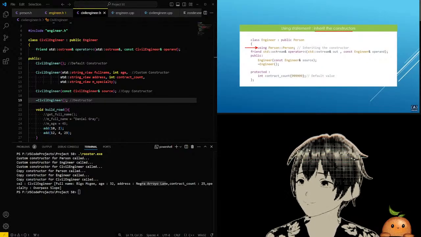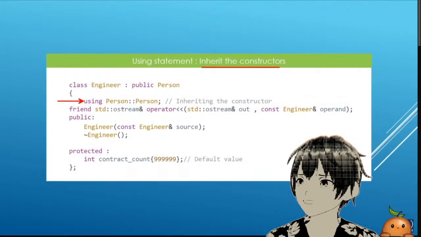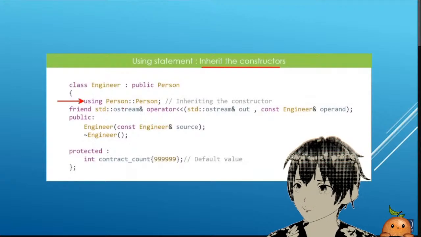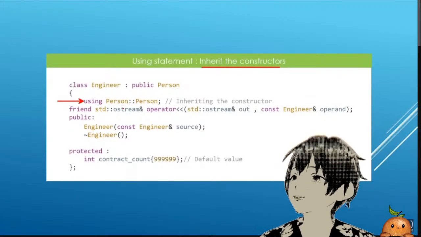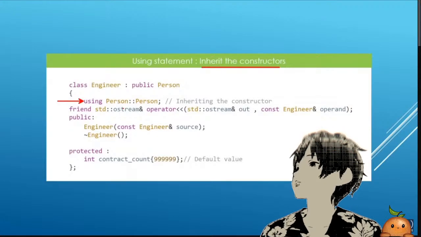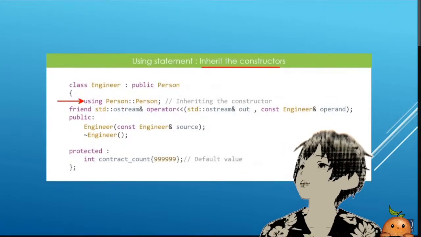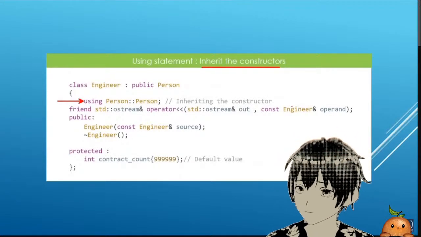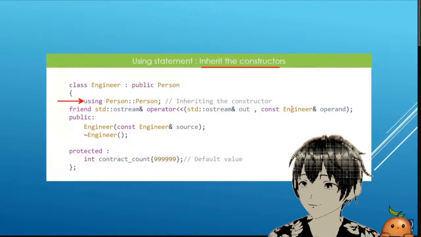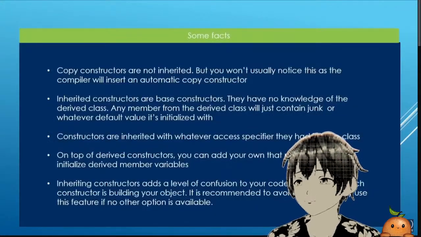The public scope is going to be inherited with public access, so we will be able to use it from the outside and build engineer objects. If it was in a protected scope, we won't be able to use it from the outside. If it was private, we won't even be able to use it from a derived class. You should really know that. So it is going to be inherited with whatever access specifier we had in our base class. Now that we know this, let's see some things you should really be careful about.